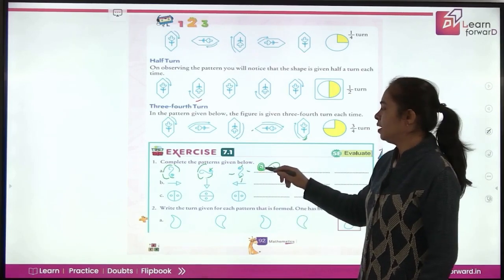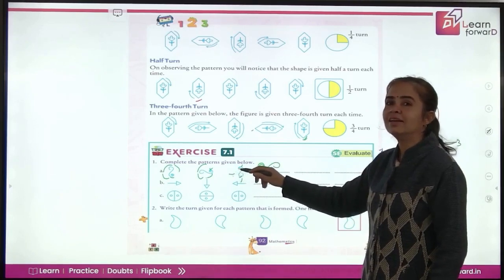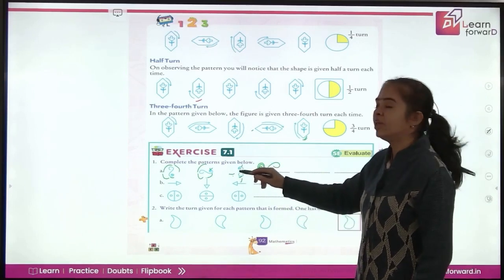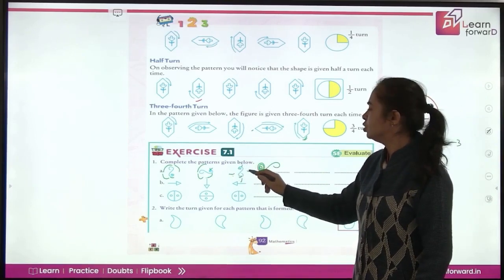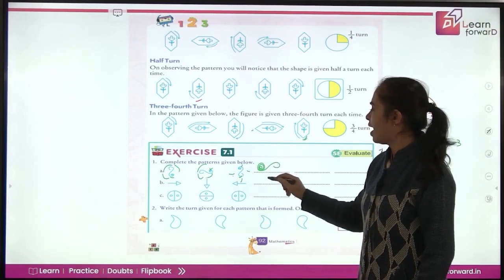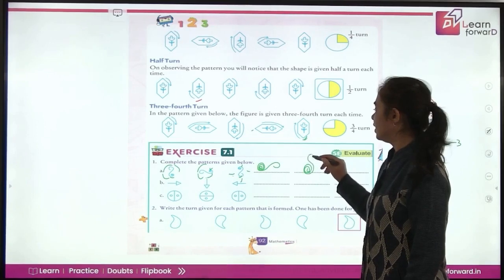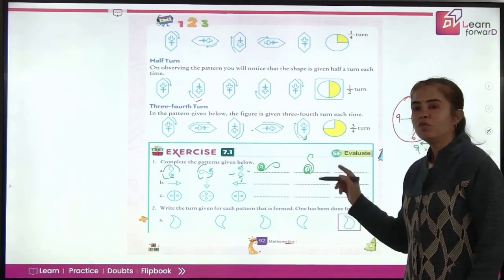Where will it be? From this direction, it will be exactly down. So when you move it, 1, 2, 3. From here, it goes 1, 2 and it will be at the bottom. So my next image will be like this. And what will be the next one again?